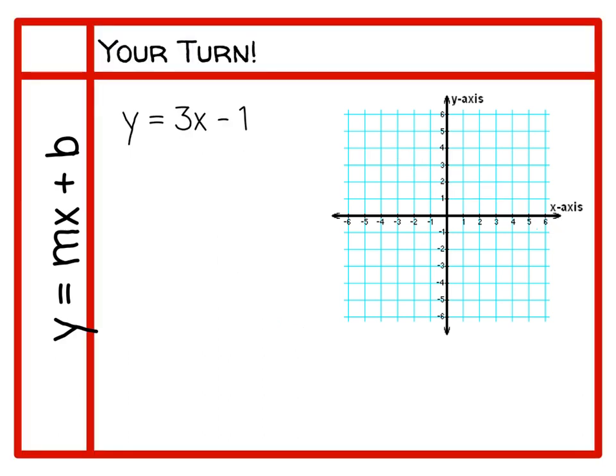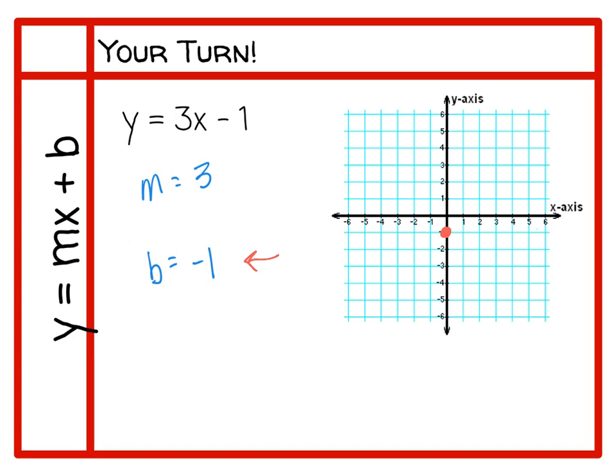Now it's your turn. I know you're not going to be graphing, but I want you to think about all the different components. First, think about the slope and the y-intercept. Think about what those values are. If you said 3 and -1, you are correct. Now which am I going to graph first, the slope or the y-intercept? If you said y-intercept, you are correct. So I'm going to plot my first point at -1 on my y-axis.